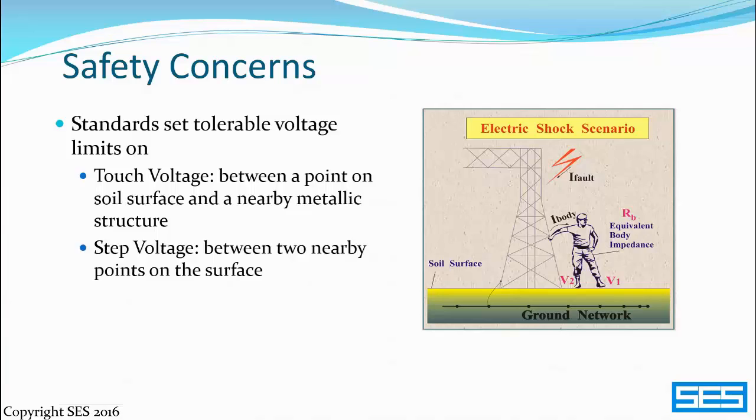We define touch voltage as the difference in voltage between a point on the soil surface, where a person's feet would be, either V1 or V2 in the diagram, and some metallic object. The metallic object doesn't need to be directly attached to the grounding system. Even buried metallic objects near a substation grid can lead to high touch voltages. One common example is a long fence.